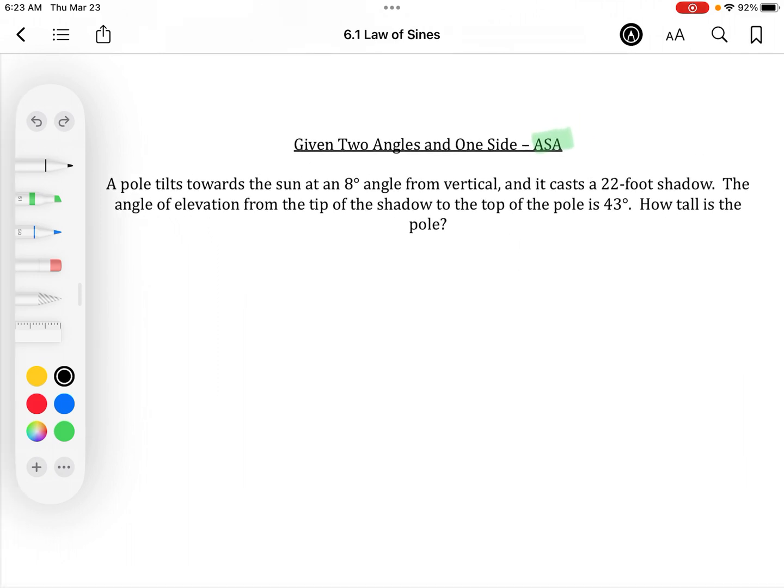All right, this one we've got a pole tilting towards the sun, so little word problem here. Here's our sun, little grass growing. We've got this pole that's tilted towards the sun, and we're told at an 8 degree from vertical. So all that's telling us is if this is vertical, it's tilted 8 degrees. Well, vertical means 90 degrees. So what we've just described is a 98 degree angle.